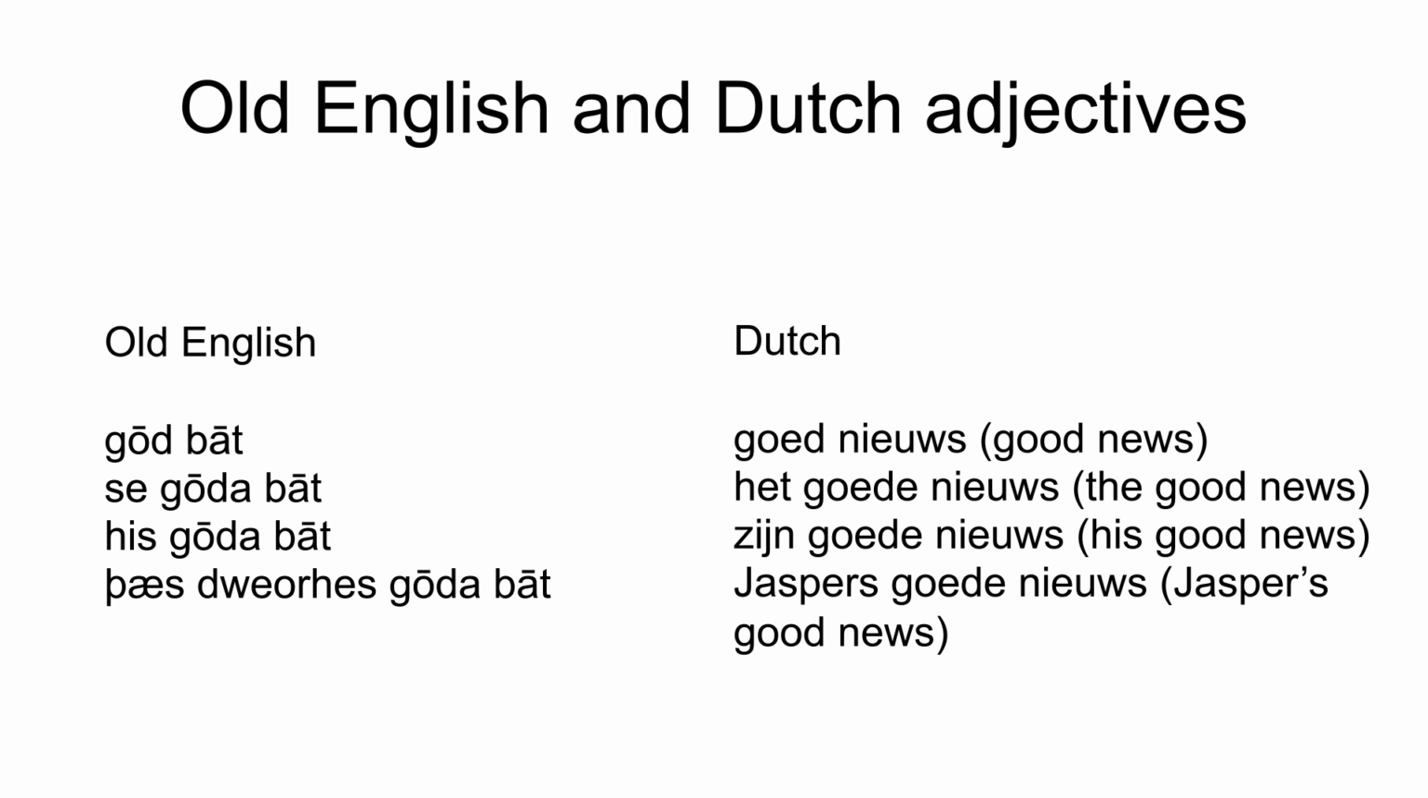If these triggers are absent, the Old English and Dutch adjectives are declined strong. God bat and goed nieuws. Isn't that good news for you Dutch people?